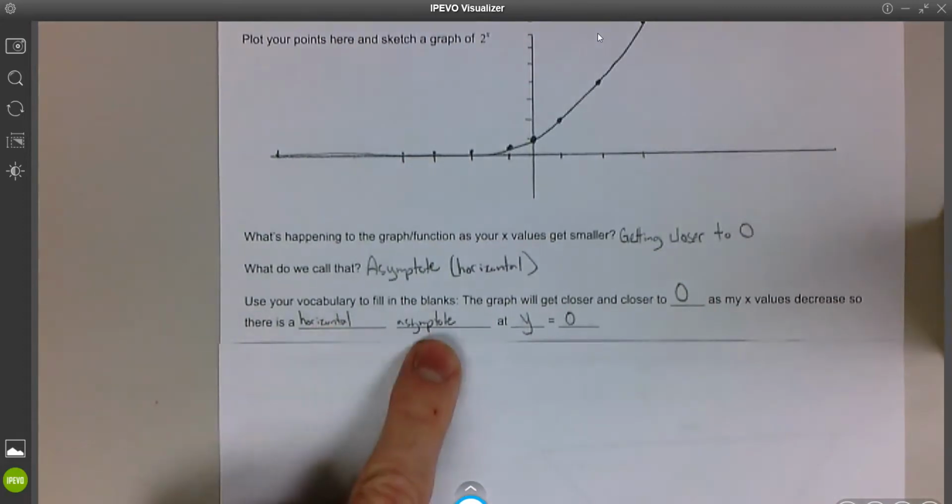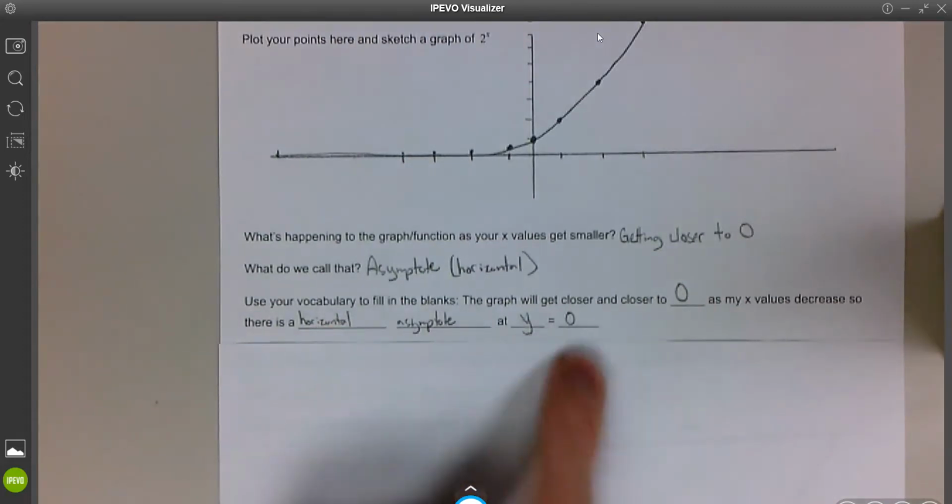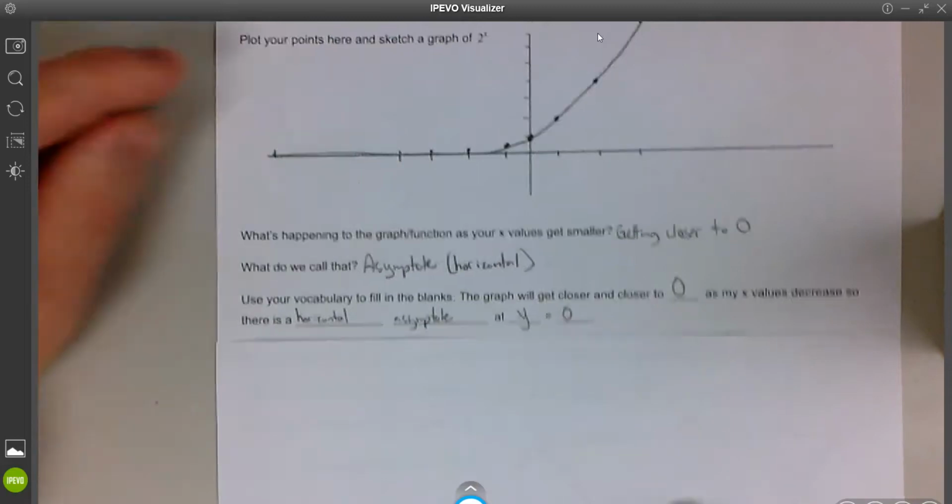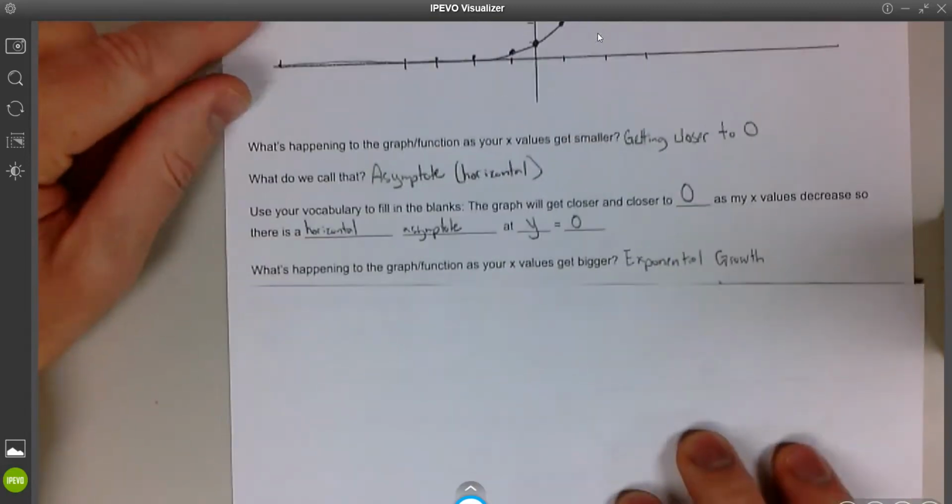So there is a horizontal asymptote at the line y equals 0. Horizontal lines are y equals something. Vertical lines are x equals something. Okay, moving on. What's happening the other way then?